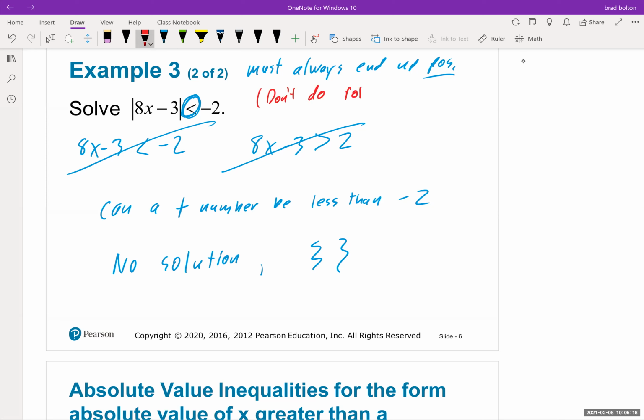Don't do robot mode. What robot mode means to me is you're like, well, Professor B said to do positive version, negative version, and you just do that without even thinking. It just becomes a process to you. That process is to help you figure out how to deal with an absolute value. But that process still requires you to think. You can't apply that process to something that doesn't work. So this is a false statement from the beginning. They should have never asked us this, and it was our job to recognize that it was a false statement.